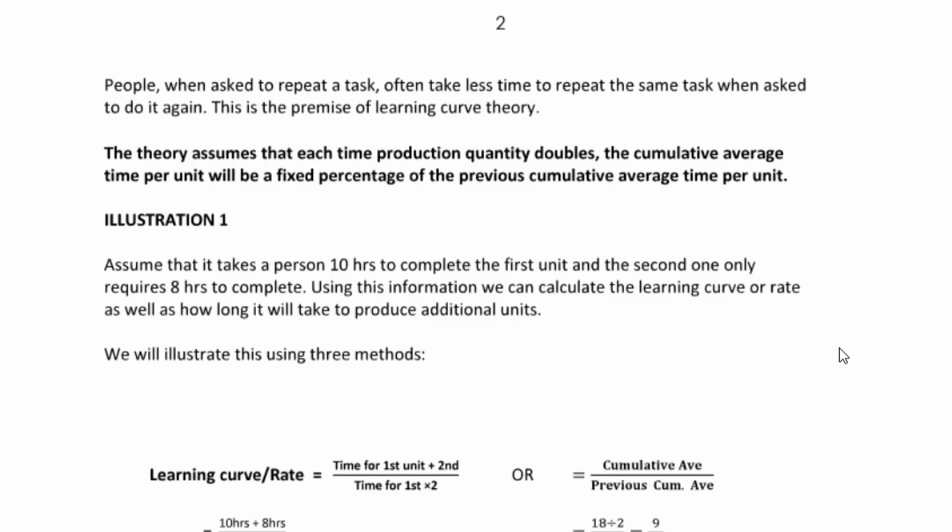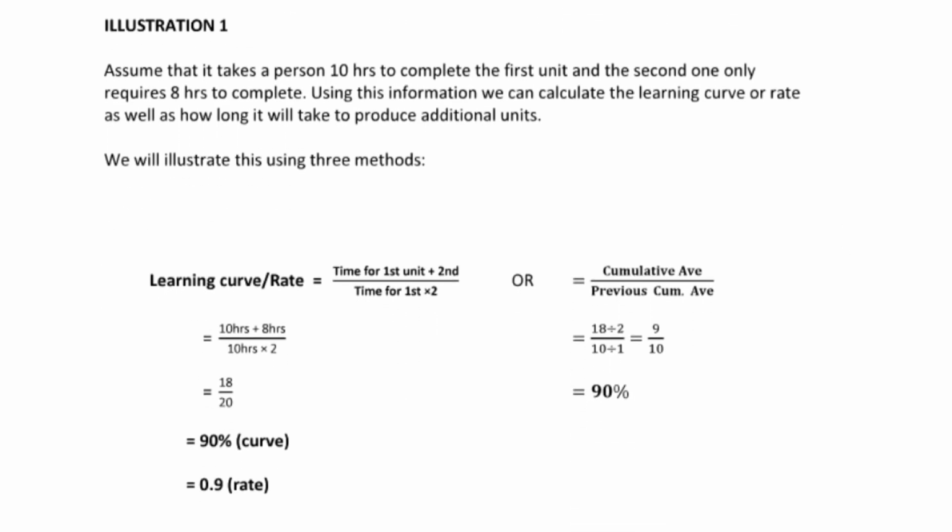So let's start with illustration 1. Okay, it says that a person takes 10 hours to complete the first unit, and the second one only requires 8 hours to complete. So obviously with a bit more experience we've circumvented some of our problems, etc. Right, so what we're going to do is we're going to use this information. There's 2 bits of information. Unit number 1 took us 10 hours and unit number 2 took us 8 hours.